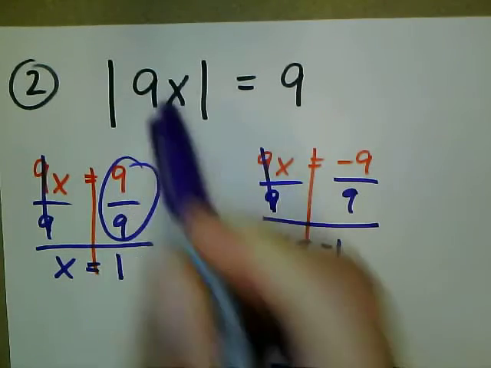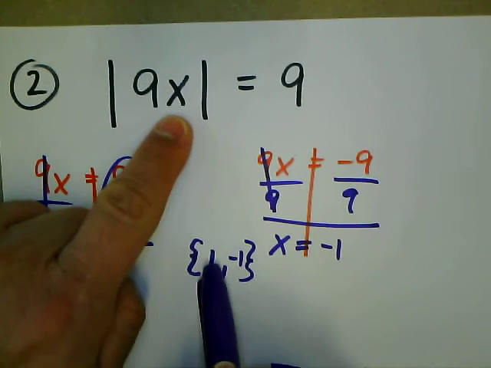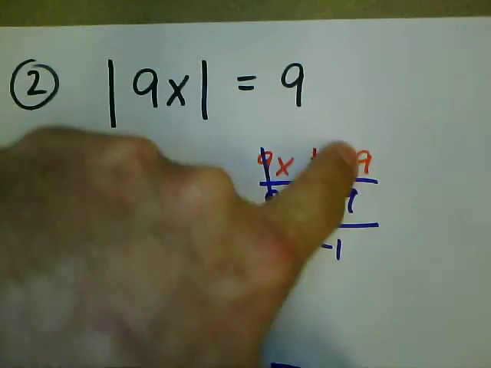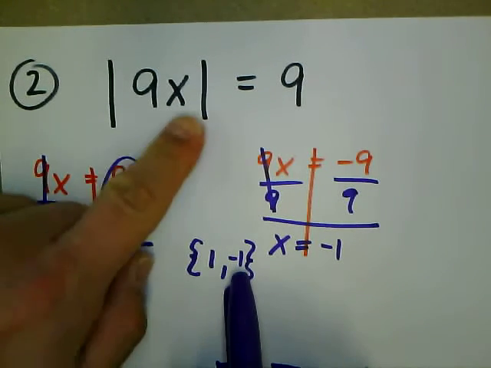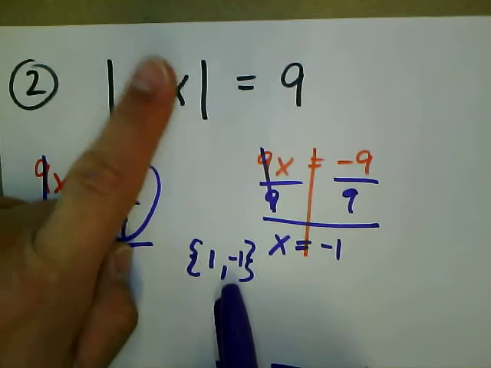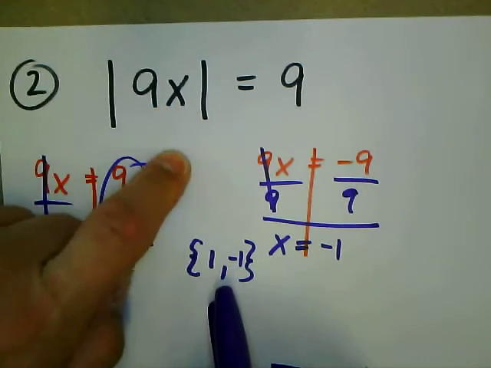I can put 1 in here. So if I change that x to a 1, that's 9 times 1, which is 9. The absolute value of 9 is 9. 9 does equal 9. Well, I can also put -1 in there. 9 times -1 is -9. The absolute value of -9 is 9. 9 equals 9. That's why we have two answers.